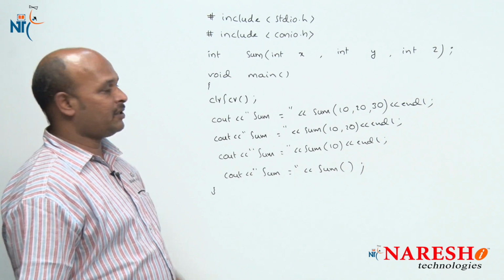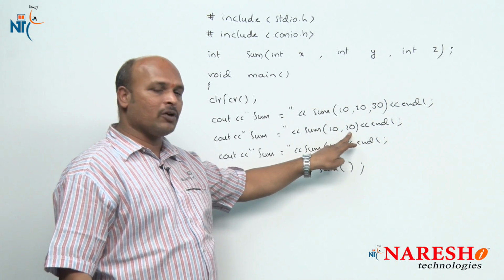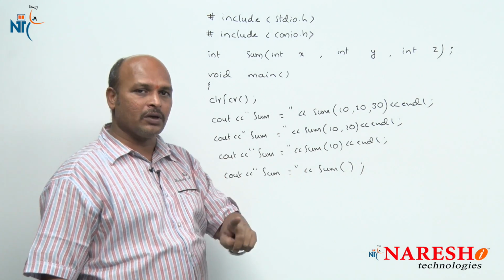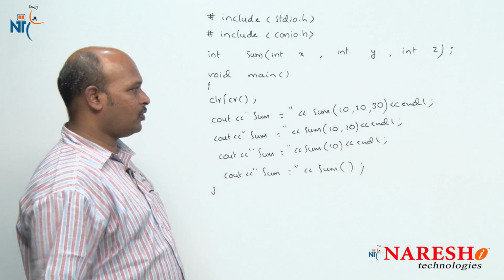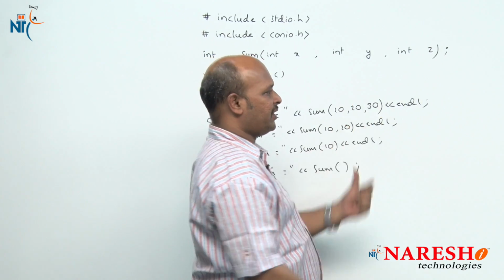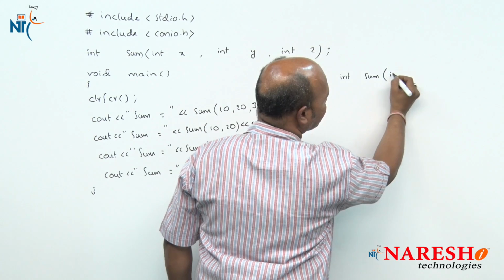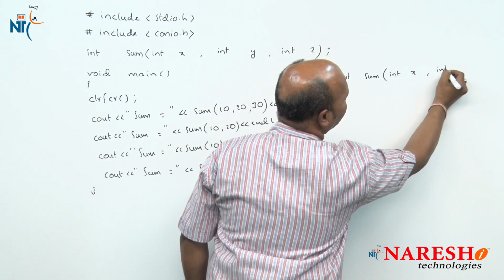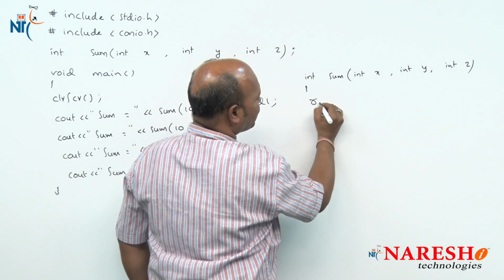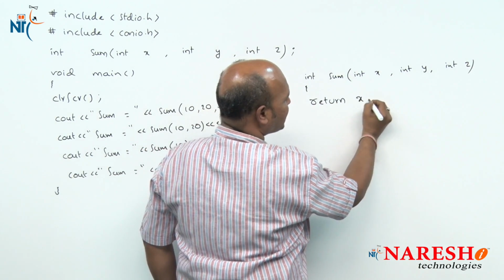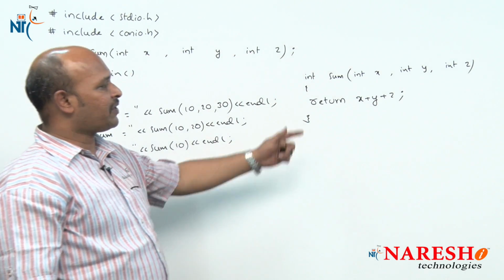In the first function call, I am going to send 3 arguments. In the second function call, only 2 arguments. In the third one, only 1, and in the last one nothing. Now, we need the definition for this function. For example: int sum of int x, int y, int z. Next, simply return x plus y plus z. Now, it is the function definition.